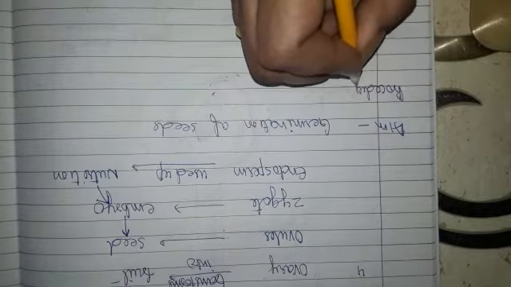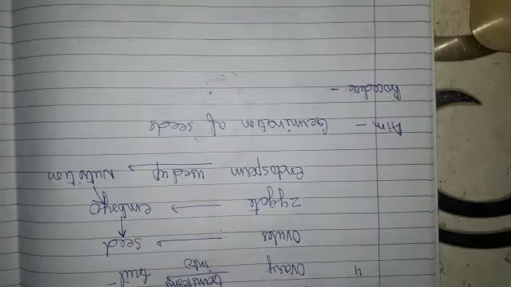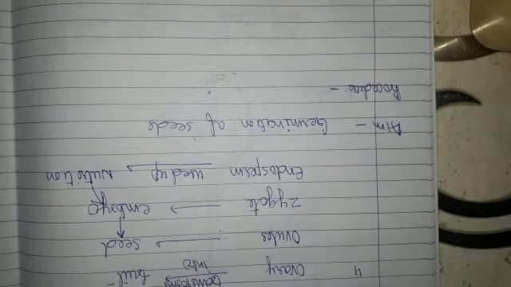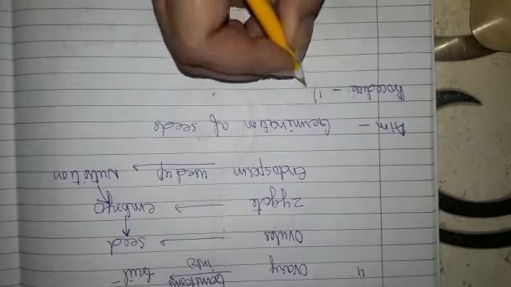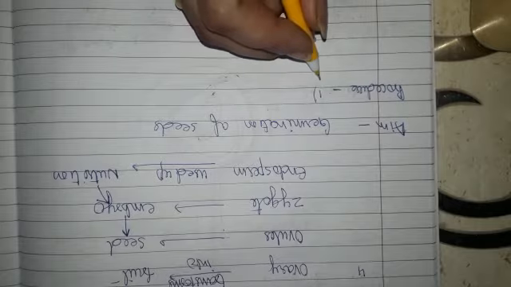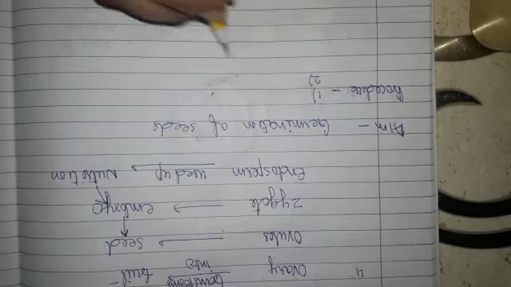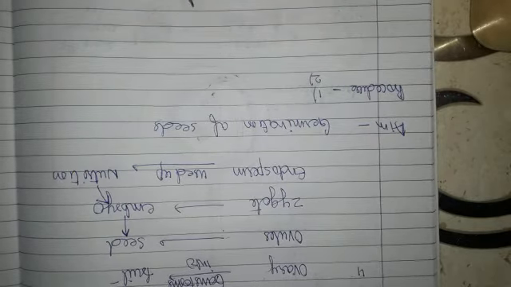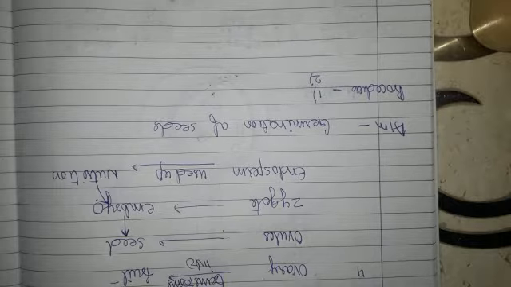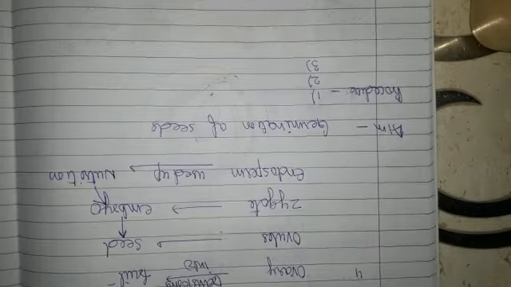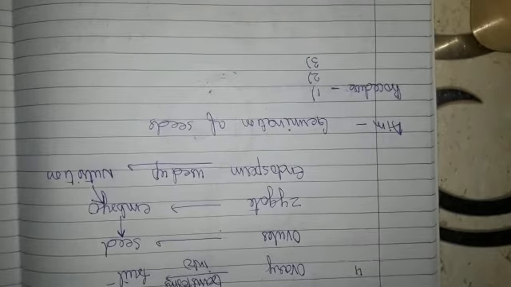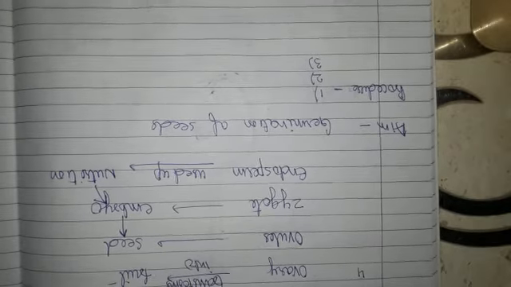Soak a few seeds of chana, that is gram, and keep them overnight. Then next day drain the excess water and cover the seeds with a wet cloth. Keep the seeds in a damp, wet cloth for a day. Then cut open the seeds carefully and observe the different parts.